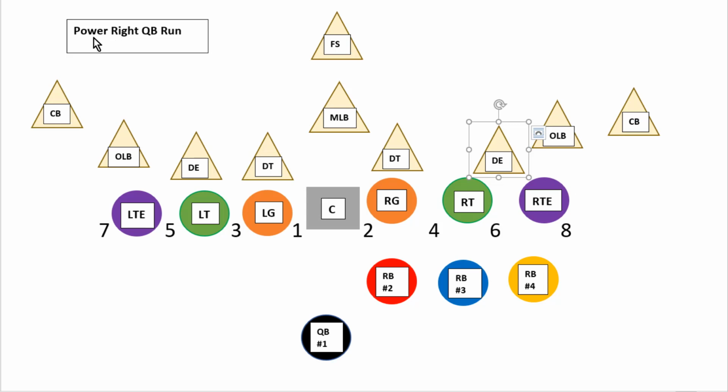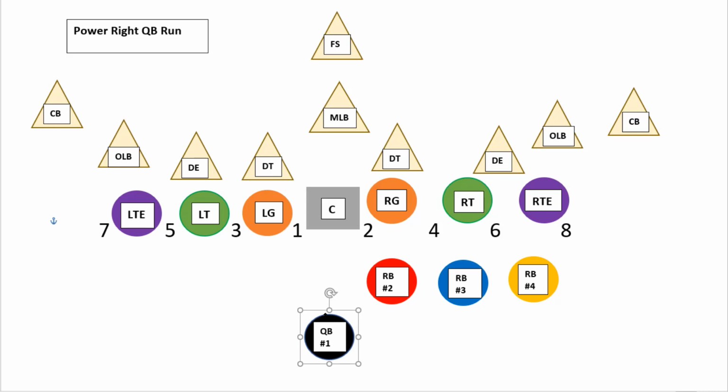Typically, we call power right person's name, so it could be power right Luke, power right Dawson, power right Trey, power right Ronzo, but technically the play is power right QB run. I wanted to go over the blocking assignments so that our athletes get a good understanding of what we're trying to accomplish. So the power right QB run is more like a sweep where we're trying to get to the outside.